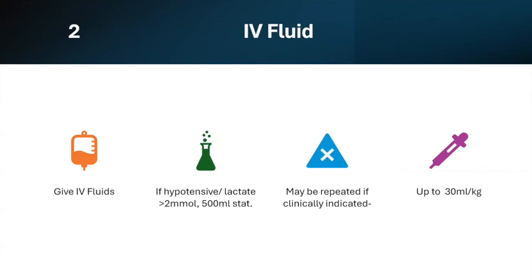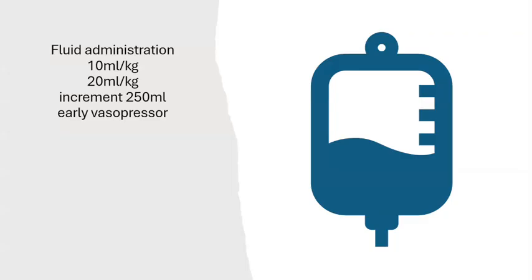And then IV fluid. How to give IV fluid, and what are the conditions we need to consider? Give IV fluid if the patient is hypotensive or has a high lactate. We can start with a 500 ml initial bolus and may repeat it if the blood pressure is still low. We can use up to 30 ml per kg, but not liberally. We can give 10 ml per kg, then maybe 20 ml, either in increments, or we need to go to early vasopressor.